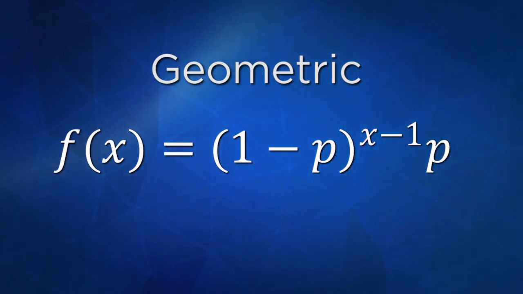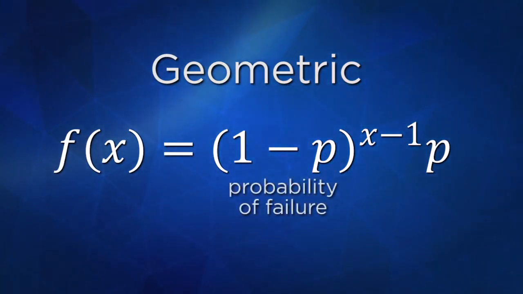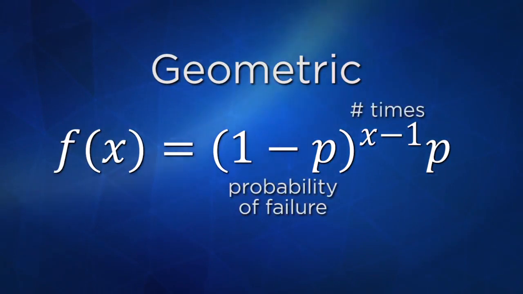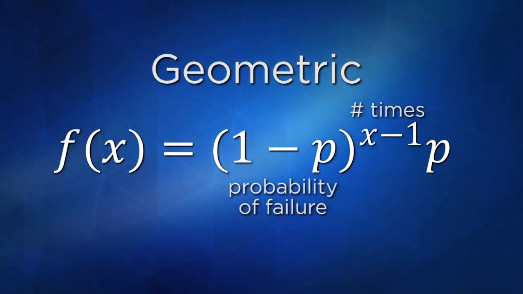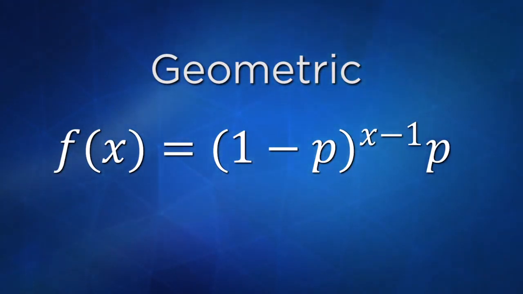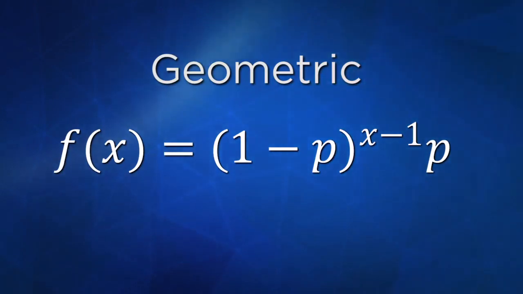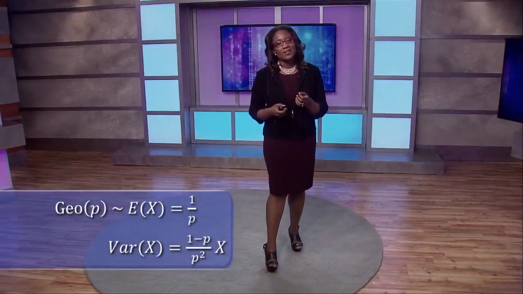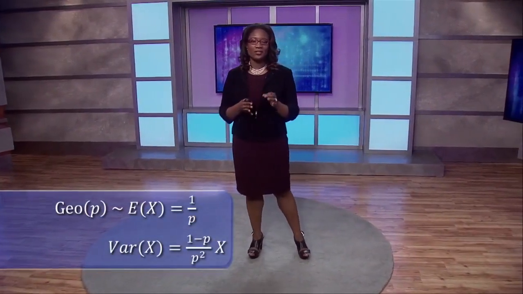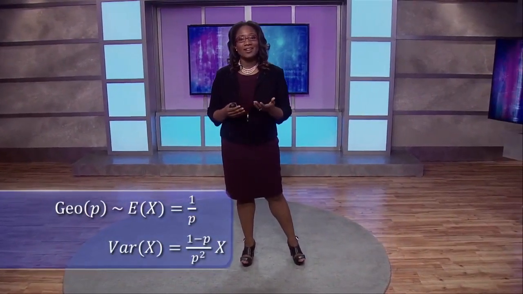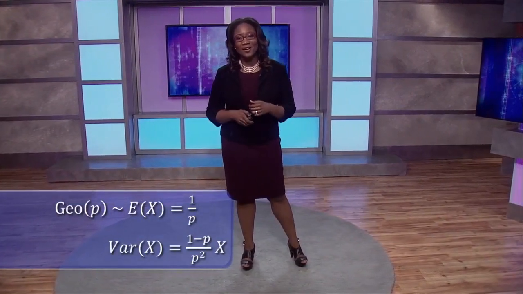I've got 1 minus p, which is my probability of failure, raised to the number of times that I failed, x minus 1. And on that last time, I succeeded with probability p raised to the first power. The expected value for the geometric distribution is 1 over p, and its variance is 1 minus p over p squared.